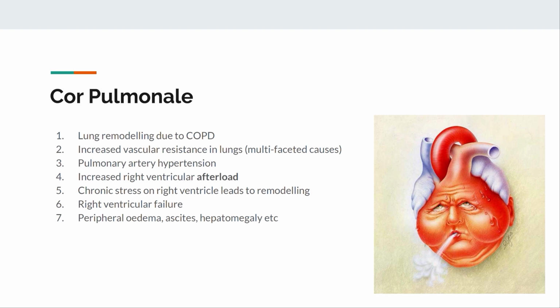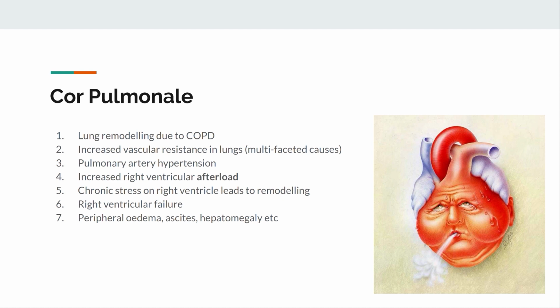Cor pulmonale is specifically a right ventricular failure secondary to COPD. Firstly, you get lung remodeling and all the inflammatory processes going on with COPD. That increases the resistance of the vessels in the lungs, which leads to pulmonary artery hypertension, which means the afterload of the right ventricle is quite high because it's got to pump blood into that high pressure pulmonary artery. That puts stress on the right ventricle, which then undergoes pathological remodeling. That ventricle fails, and you end up with right-sided heart failure, which presents as peripheral edema, ascites, hepatomegaly.